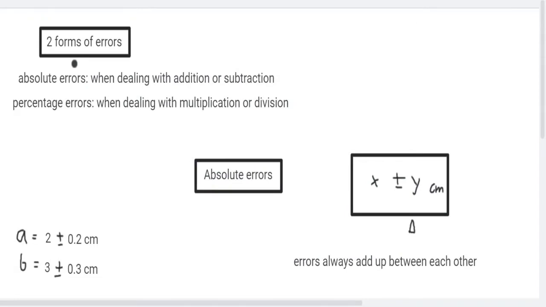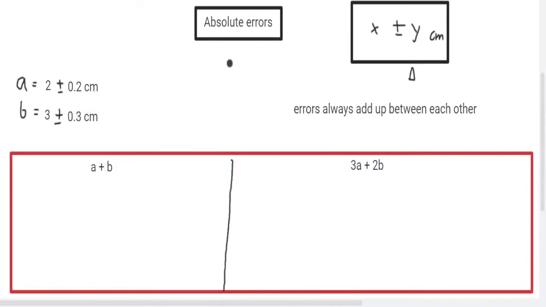There are two forms of errors that you need to know. Absolute error, which is when we're dealing with addition or subtraction, and percentage errors when we're dealing with multiplication and division. You will find percentage errors more in your exam compared to absolute errors, so I'm going to focus more on percentage. Let's start with absolute errors.